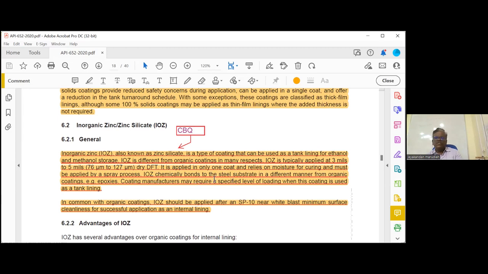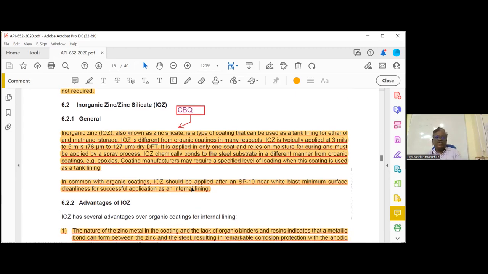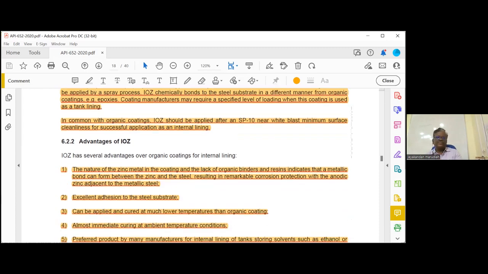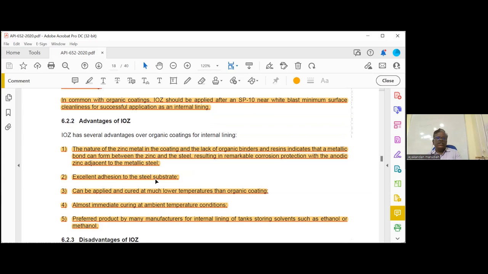IOZ chemically bonds to the steel substrate in a different manner from organic. Because we have zinc, it will react with the steel by a galvanic process. In common with organic coatings, IOZ should be applied after SP10 near-white metal blast. What is the advantage? The nature of zinc metal in the coating and the lack of organic binder result in a metallic bond between the zinc and steel. Excellent adhesion. It can be applied at much lower temperature than organic, with almost immediate curing at ambient temperature.